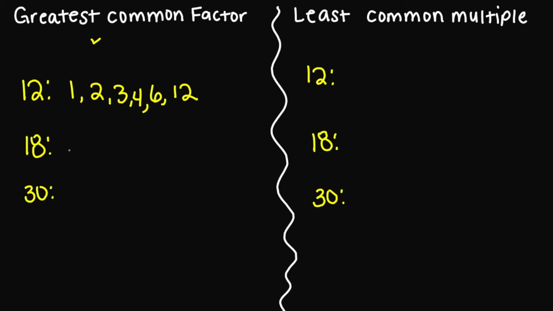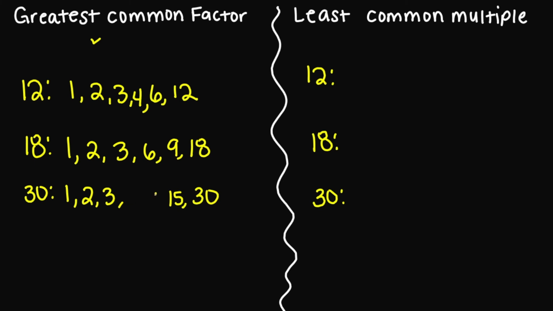For 18, we have 1 times 18, that's going to give me 18. 2 times 9, that's going to give me 18. And then we have 3 times 6, that's also going to give me 18. For my 30, we have 1 times 30, 2 times 15, 3 times 10, and then 5 times 6.